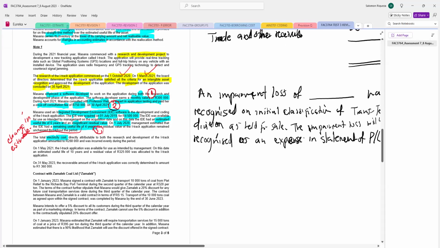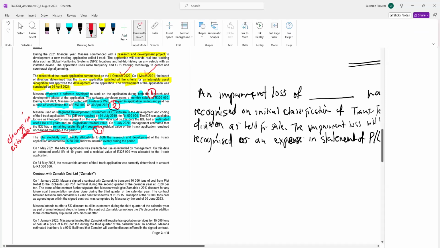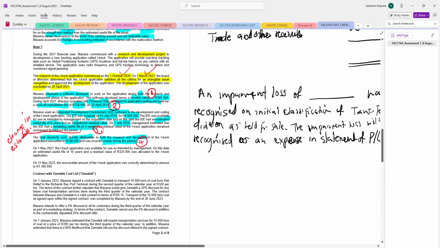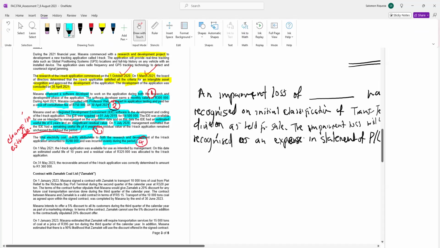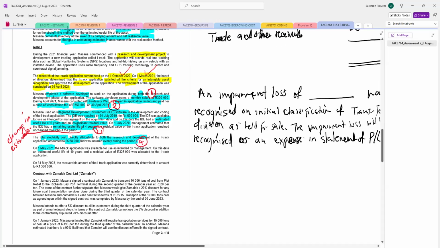Total electricity cost directly attributable to both research and development of the iTrack application amounted to 288,000 and was incurred evenly during the period of research and development. Please remember. So that will be my expense number 4. And then we go on. On 1 May 2021, the iTrack application was available for use as intended by management. So it was available for use.